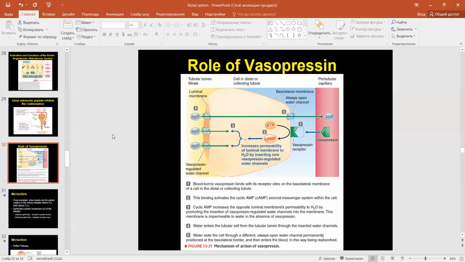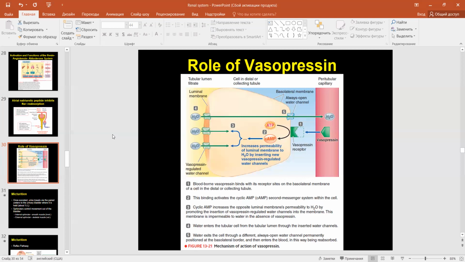In a negative feedback fashion, vasopressin secretion is stimulated by a water deficit when the extracellular fluid is too concentrated, that is hypertonic, and water must be conserved for the body, and it is inhibited by water excess when the extracellular fluid is too dilute, that is hypotonic, and surplus water must be eliminated in urine.